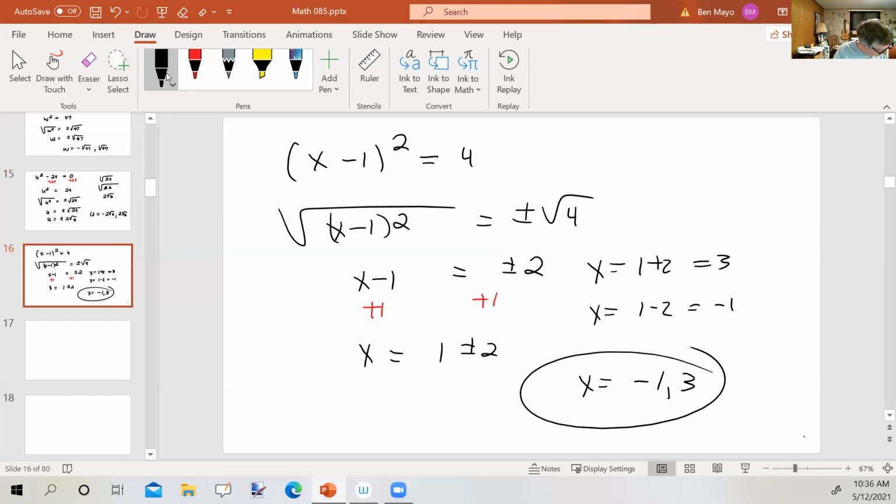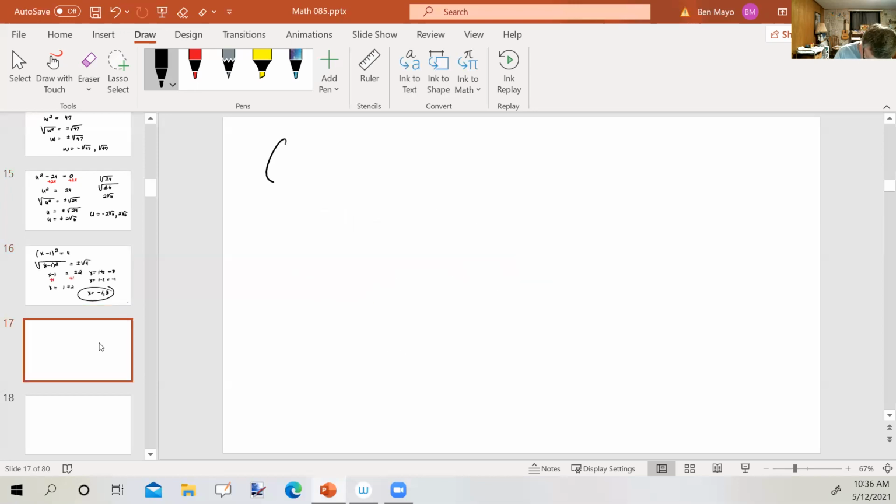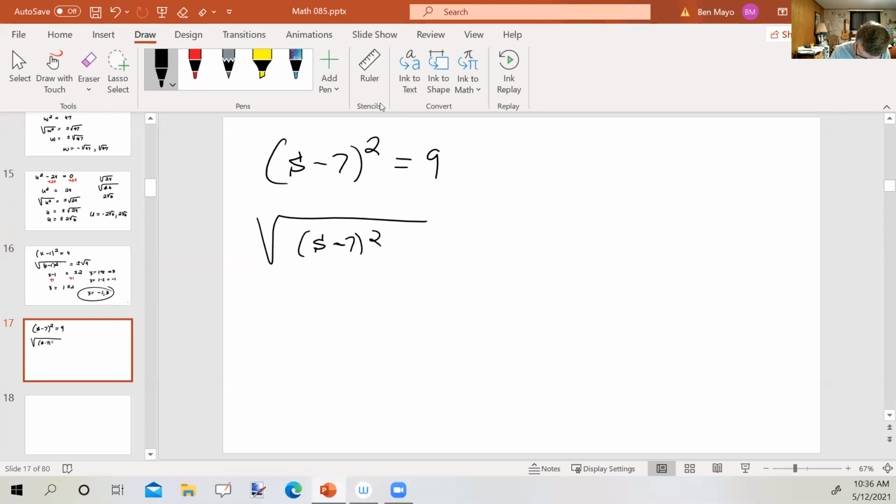Here comes another example. We have the quantity s minus 7 squared equals 9. So again, we have a perfect square containing a variable set equal to a constant. So we'll take the square root of both sides of the equation. And again, the plus or minus on the right side. So now we get s minus 7 equals plus or minus 3. We'll add 7 to both sides.